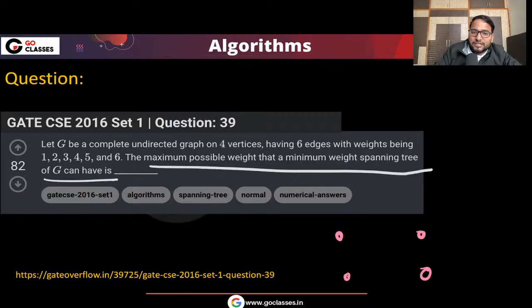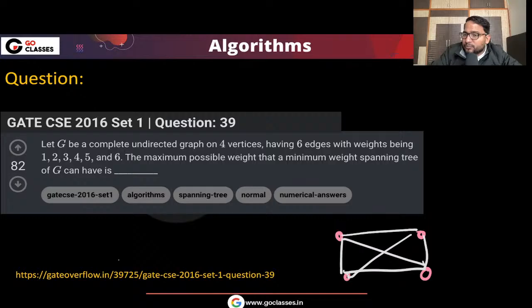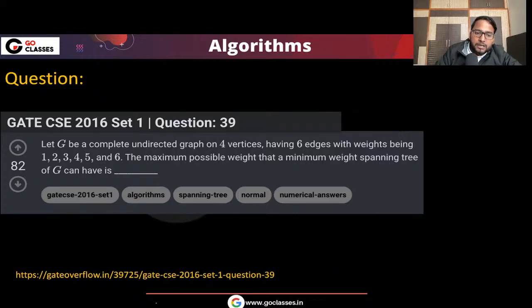That's an interesting question. They have only given that the weights are 1, 2, 3, 4, 5, 6, right? But they have not given which edge is 1, which is 2, which is 3, which is 4, which is 5, which is 6. It is up to us. They have just said that it is a complete graph with 4 vertices, right? Maybe let me draw this.